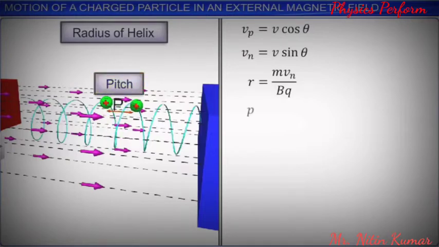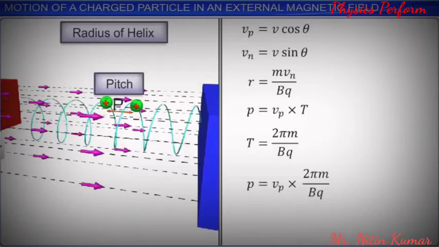Pitch P is equal to the product of the parallel component of velocity and the time taken to complete one revolution, which is the time period of revolution. Substituting T equal to 2 pi m by bq in the expression, we get P is equal to Vp into 2 pi m by bq, which is equal to 2 pi mv cos theta by bq.